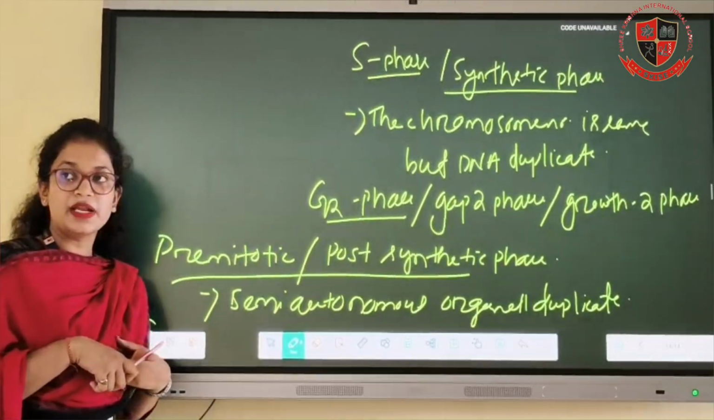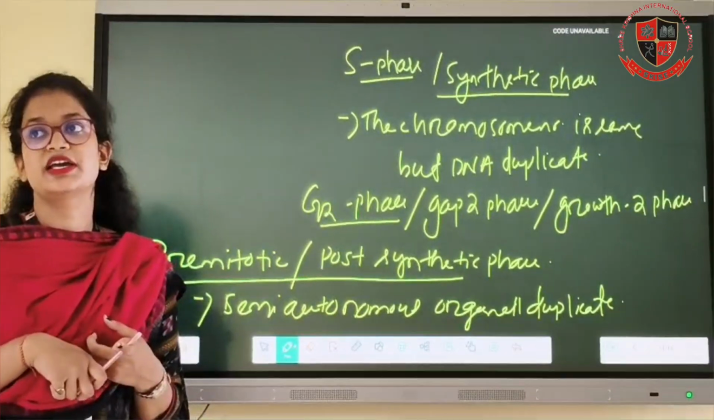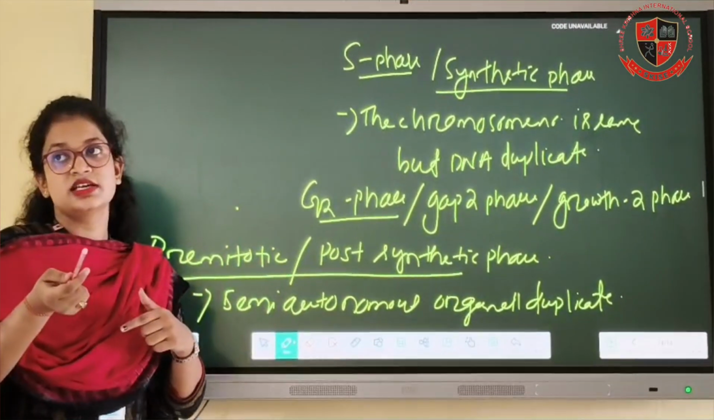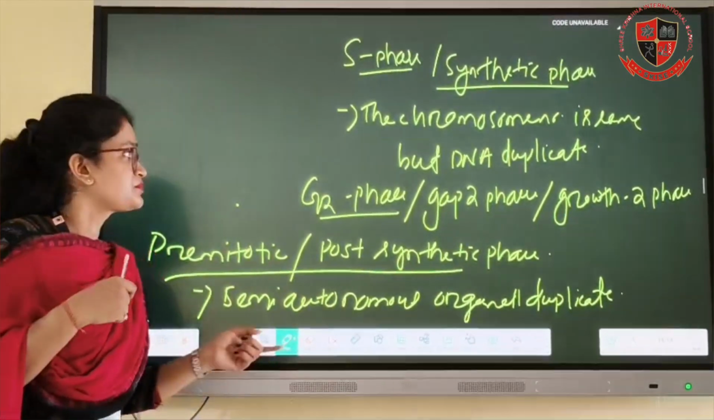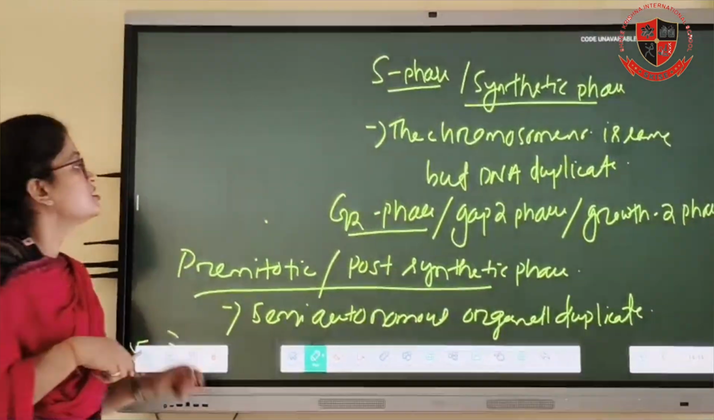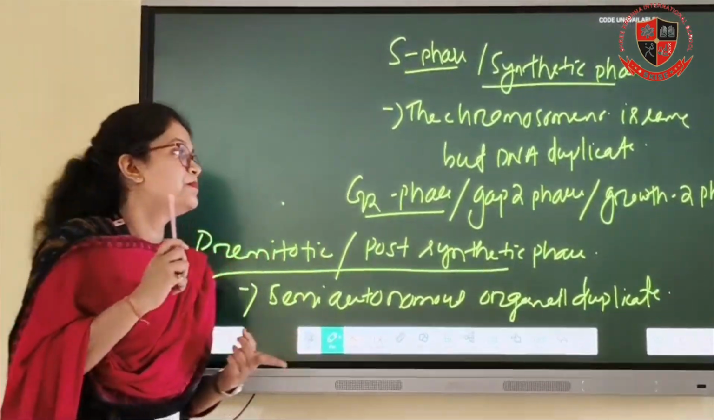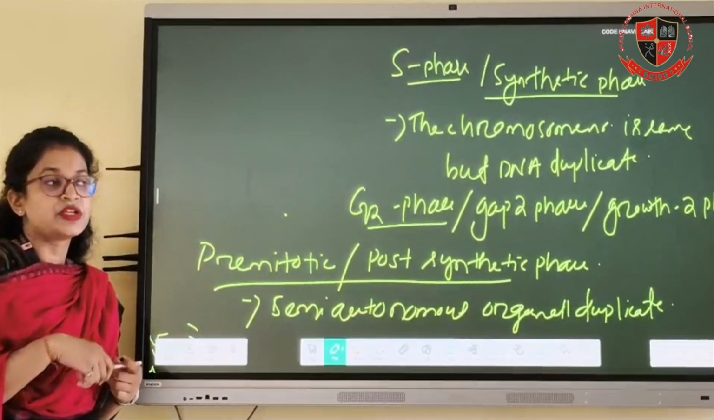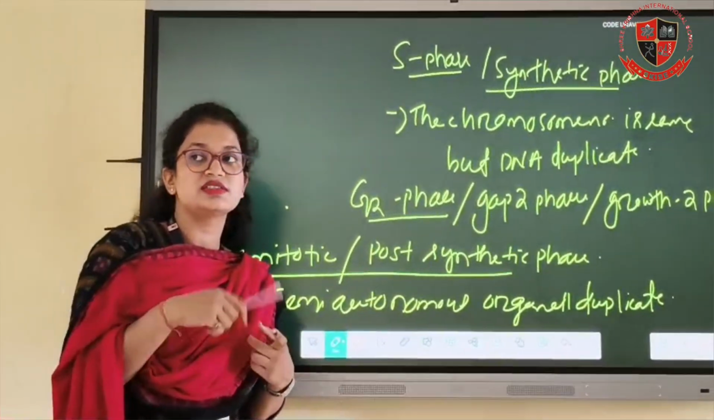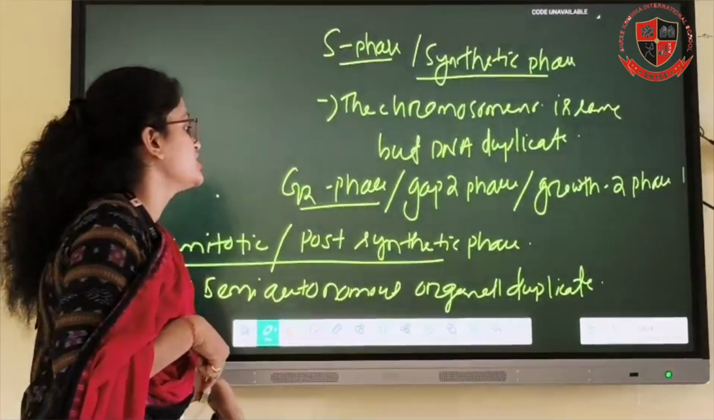And in the S phase, what will happen? The S phase is otherwise called the synthetic phase, DNA replication. Replication means the DNA number is increased, the DNA number is double. The chromosome number is the same, but the DNA number is double. Then the G2 phase, otherwise called gap 2 phase, growth 2 phase, post-synthetic and pre-mitotic. In this phase, only the semi-autonomous organelles, chloroplast and mitochondria, are duplicated. Now clear?